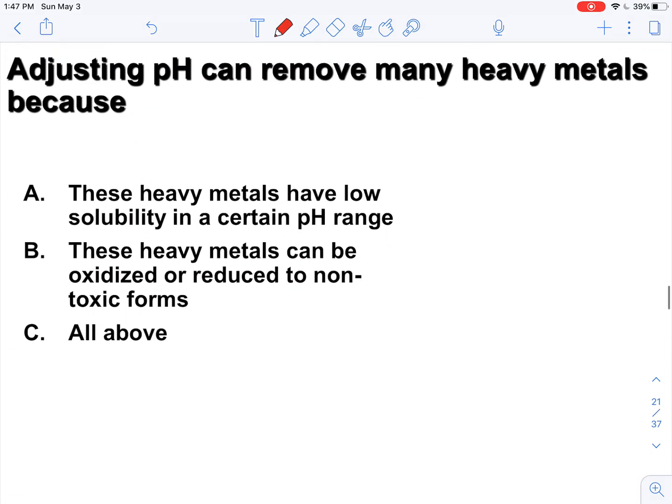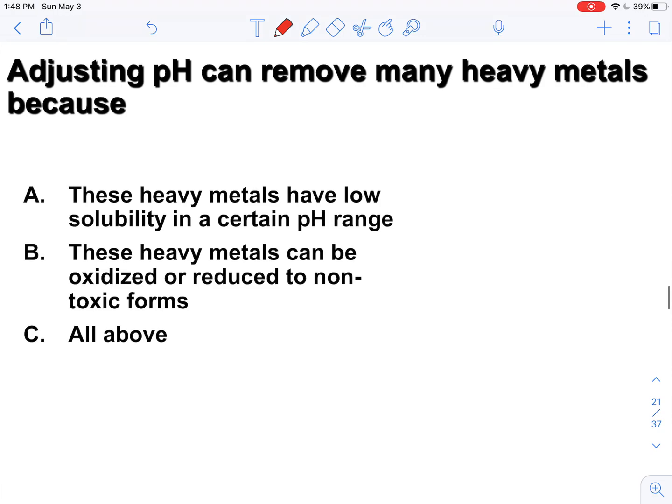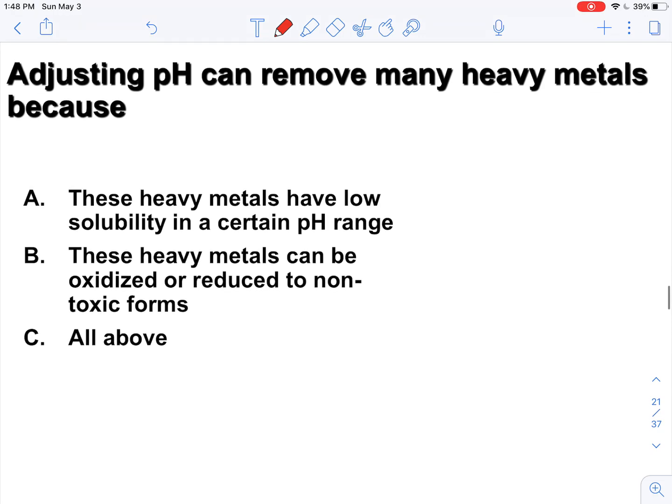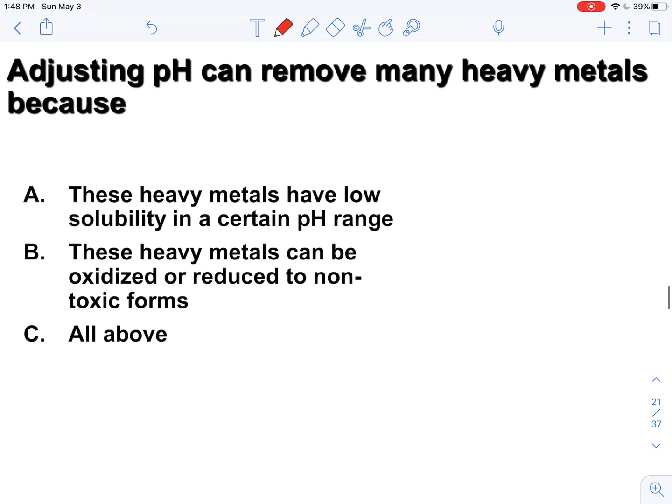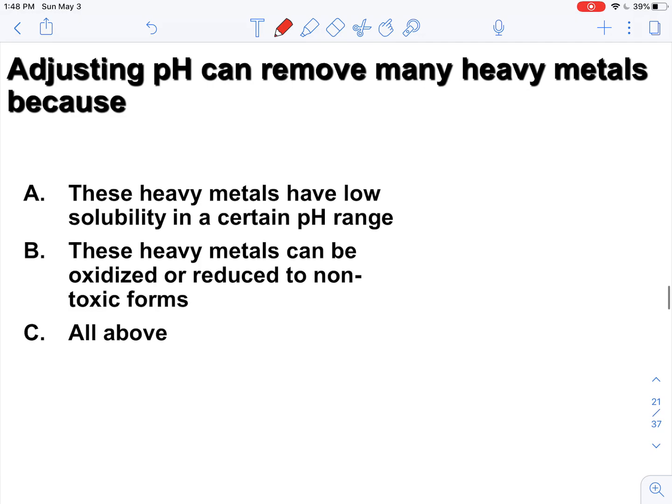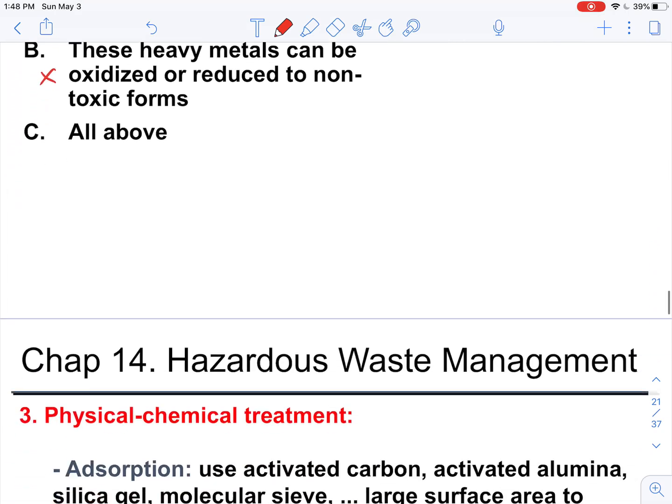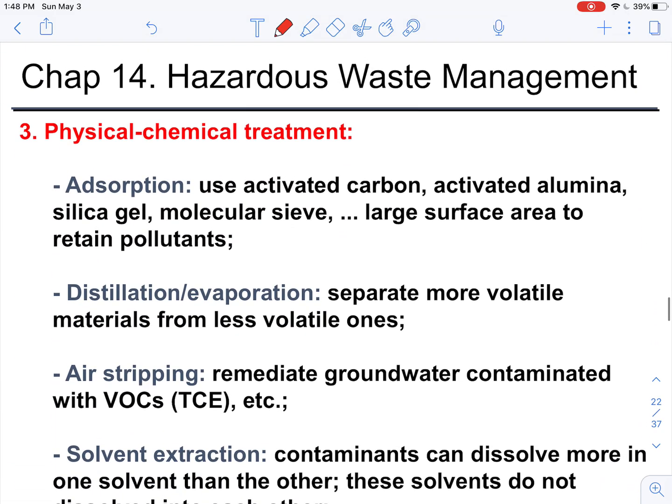So a quick question: adjusting pH can remove many heavy metals because, at a different pH range, we can remove them by precipitation, right? The pH is not going to oxidize anything or reduce anything, so they cannot follow this method. So it's just going to use the method of A here, okay?